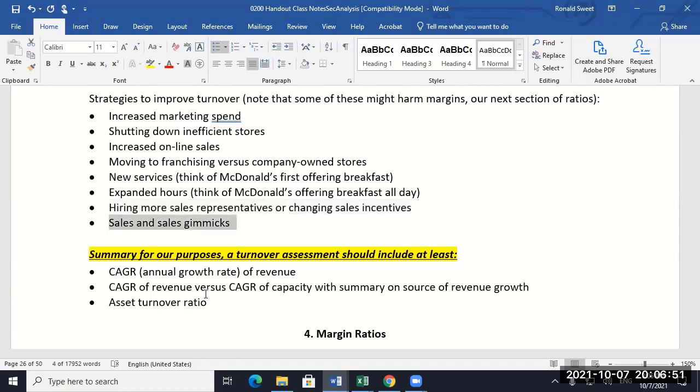And obviously any kind of sales or sales gimmicks is going to be helpful, but you've got to be careful. You cut your prices 5%, and so your volume goes up 3%. That's not going to help you much. You can't have a 5% sale to get 3% more customers. You've got to have a 5% sale that gives you 10% more customers. So you have to be careful on that.